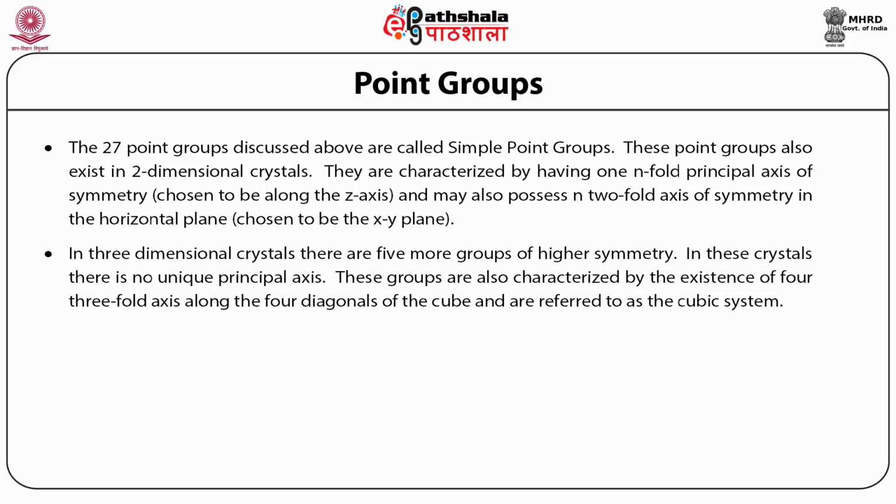In three-dimensional crystals, there are 5 more groups of higher symmetry. In these crystals, there is no unique principal axis. There may be more than one principal axis. These groups are also characterized by the existence of 4 three-fold axes along the 4 diagonals of the cube and are referred to as the cubic system. So a cubic system of groups is a system which has high symmetry.